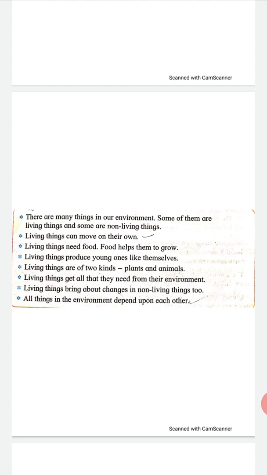Living things can move on their own. Living things need food. Food helps them to grow. Living things produce young ones like themselves. Living things are of two kinds, plants and animals. Living things get all that they need from their environment. Living things bring about changes in non-living things too. All things in the environment depend upon each other.